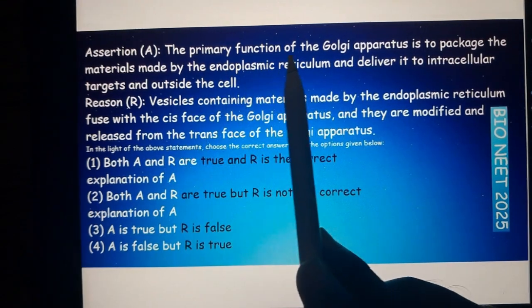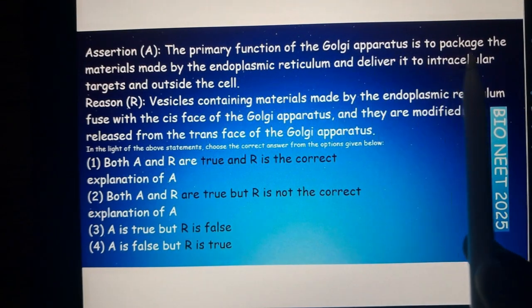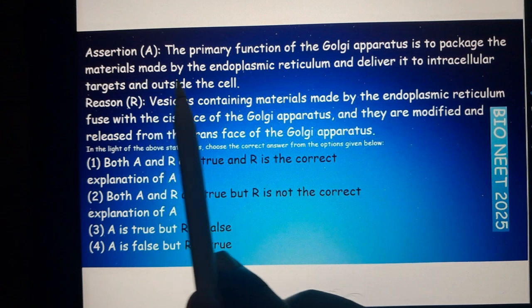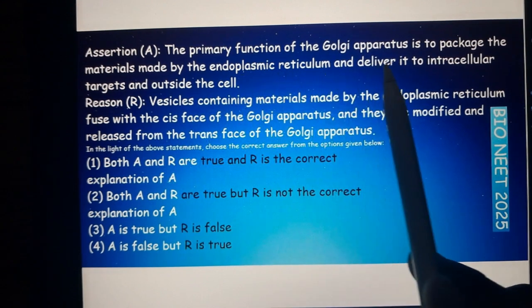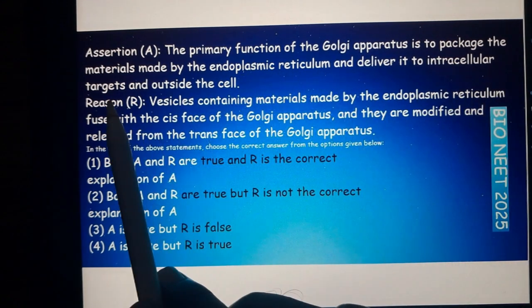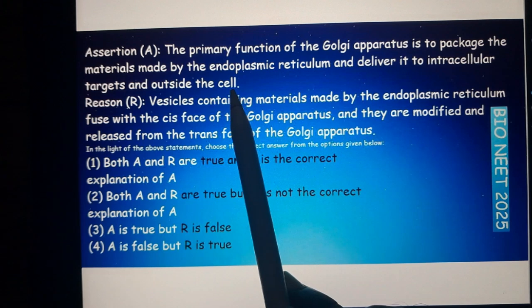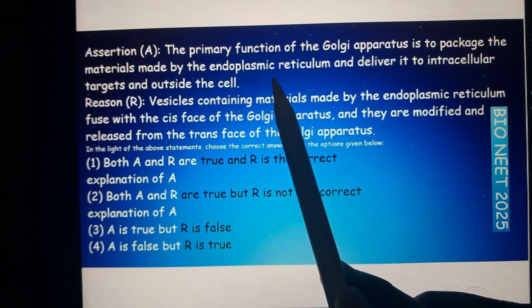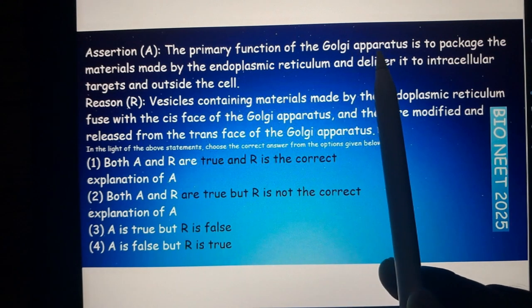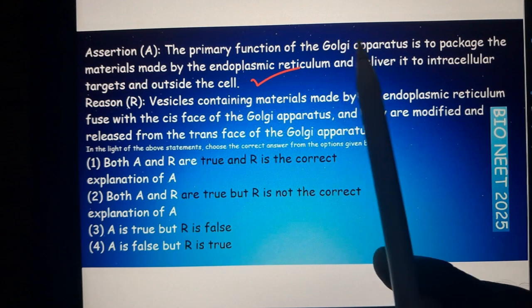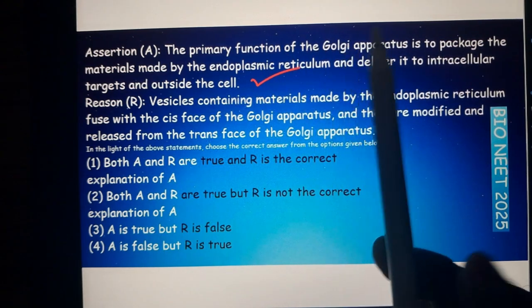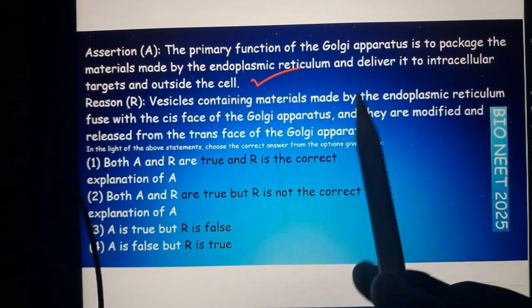The primary function of Golgi apparatus is to pack the materials made by endoplasmic reticulum and deliver them to intracellular targets and outside the cell. It is a basic function of Golgi apparatus to pack. So it is right. Transshipment. Okay. From inside to outside of the cell.